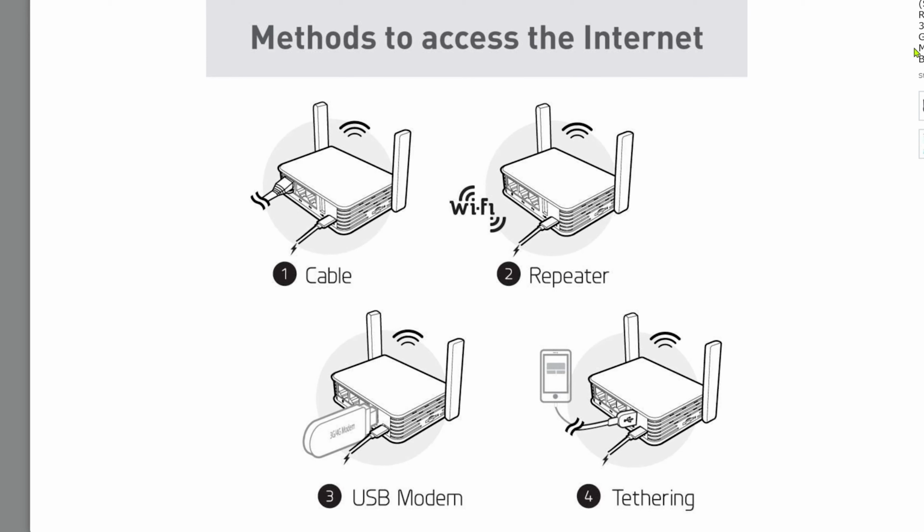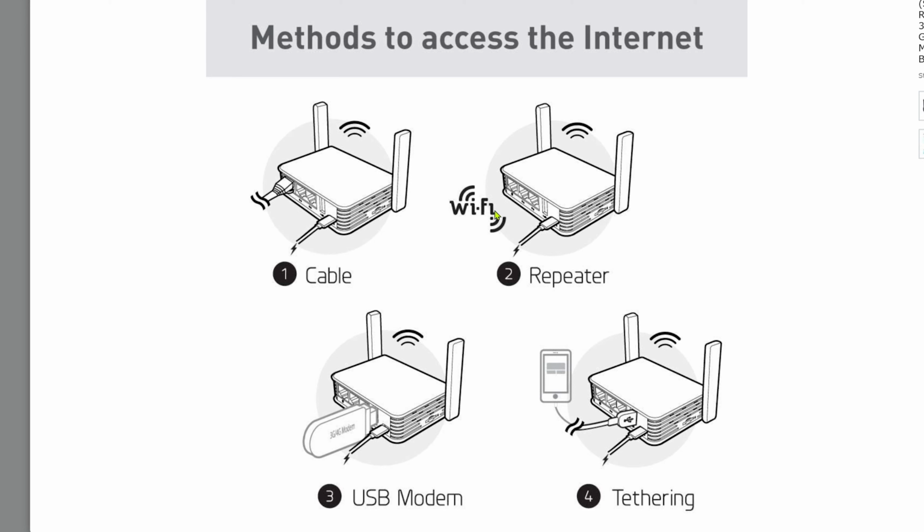So here we have all possible methods that can be used to access the internet. In the first scenario here, we have just a standard Ethernet cable plugged into the WAN port. In scenario number 2, we are repeating a Wi-Fi signal. In scenario 3, we're using a USB cellular modem. And in scenario number 4, we're tethering to our mobile device using a USB cable.